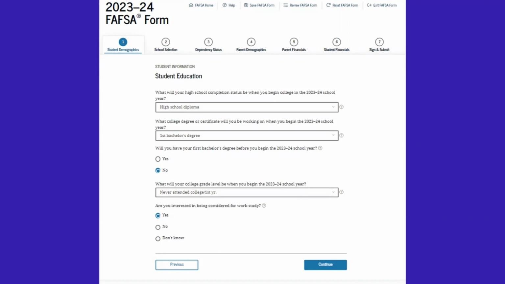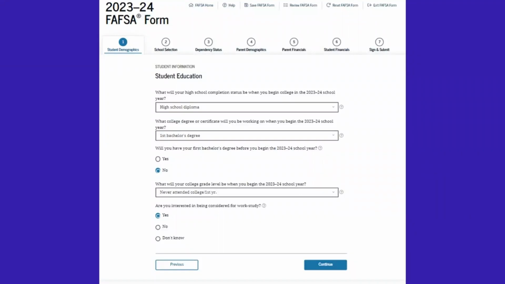Then the second question, what college degree or certificate will you be working on for the 23-24 school year? This is your student's first bachelor's degree. All right, and then we're going to skip down 2 questions to where it says, what will your college grade level be when you begin the 2023-24 school year? You want to make sure that you put in there that you have never attended college. This is your first year.